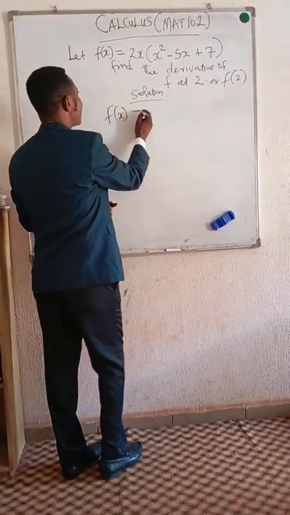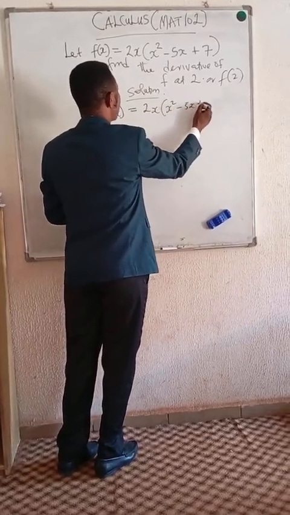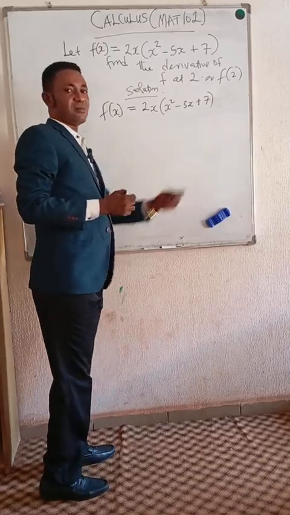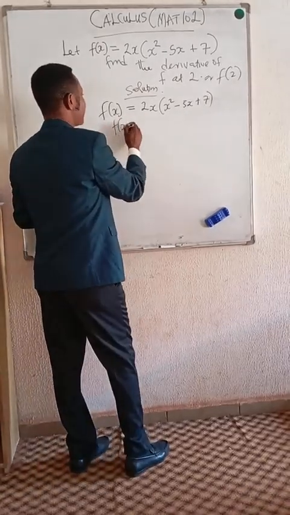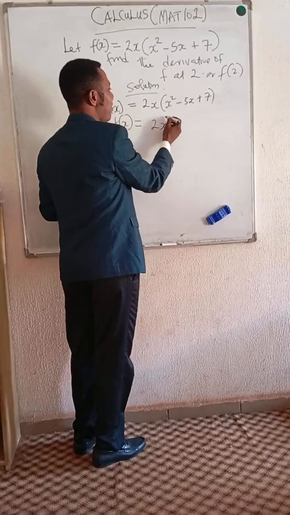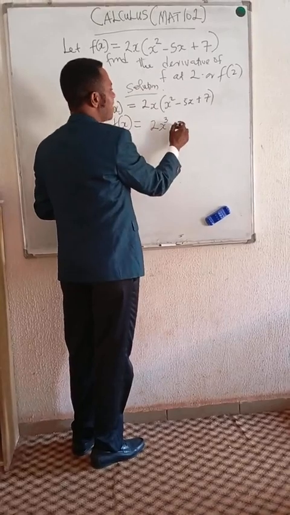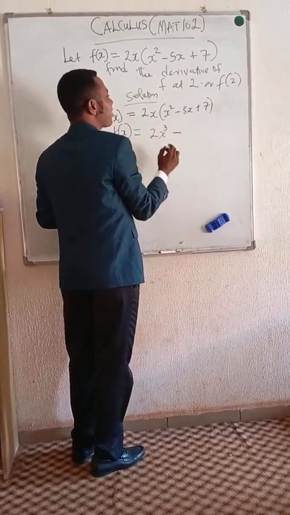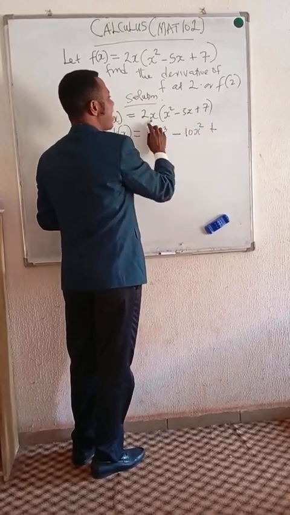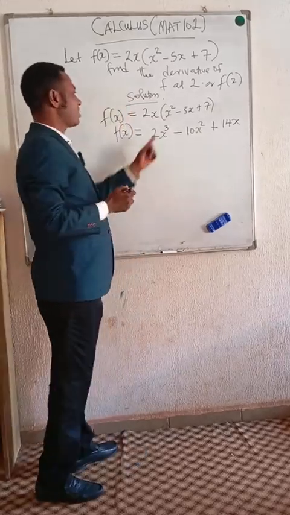f of x is now given to be 2x times x squared minus 5x plus 7. Before we differentiate, let's expand this first. Now, it means our f of x is equal to 2x times x squared. We have 2x power what? 3. 2x times x squared is 2x power 3. Minus 2x times minus 5x, it is 10x squared. Plus 2x times 7, it is what? 14x. Alright?